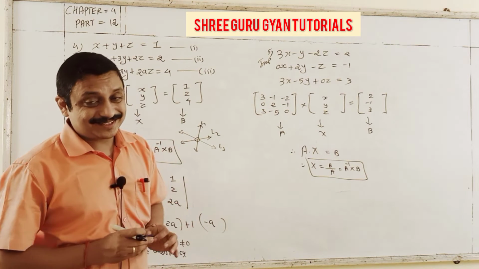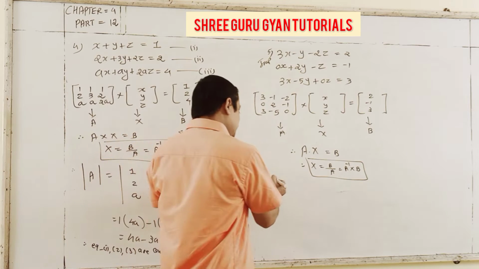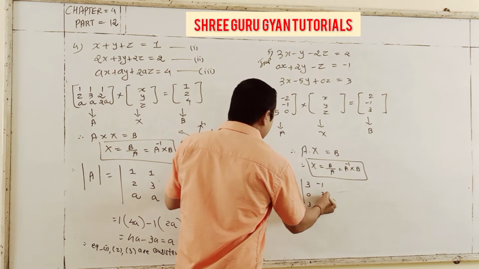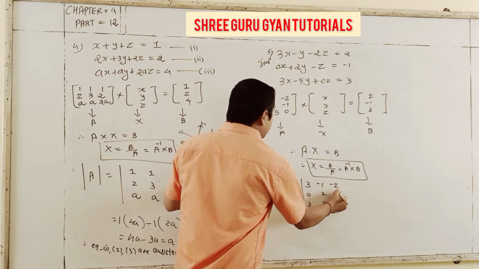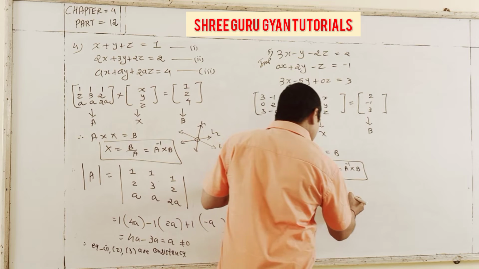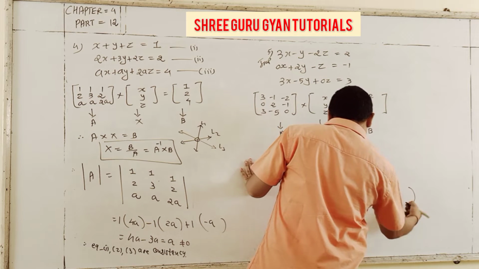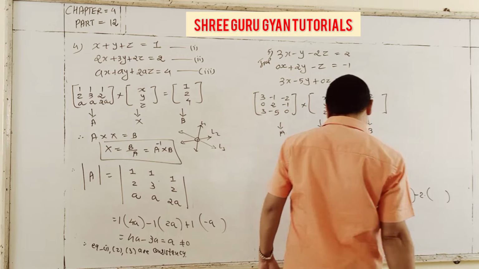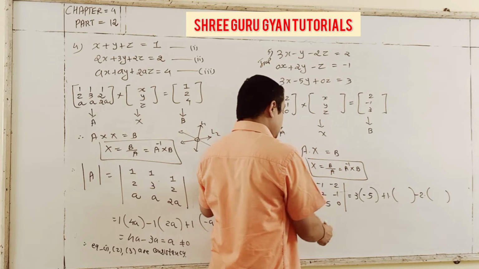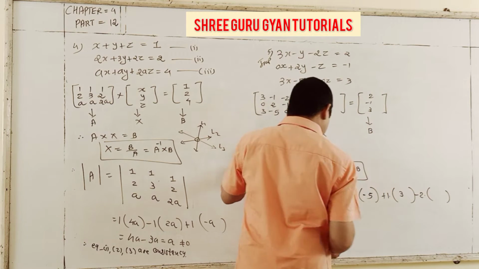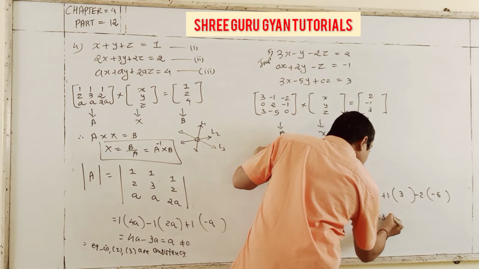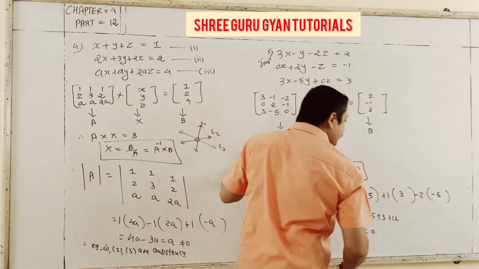Now for A inverse we need the determinant of A. So students, your determinant A: 3 0 3, minus 1 2 minus 5, and minus 2 minus 1 0, and going to the solution. So 3 I have, plus 1 I have, and minus 2 I have. First 0 minus 5, middle 0 plus 3, and last 0 minus 6. So minus 15 plus 3 plus 12. Oh, it is 0 coming.